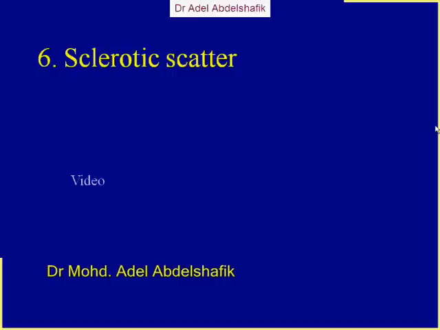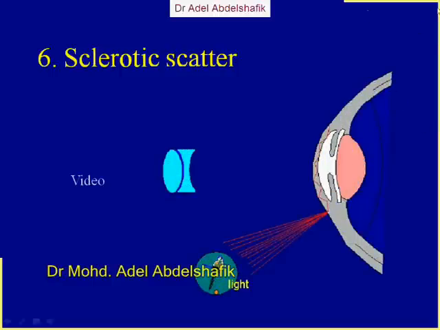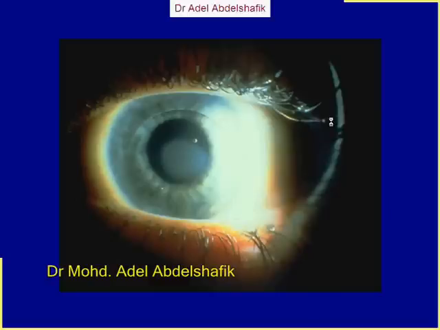So this is the last method to examine the anterior part of the eye. We call it sclerotic scatter. We unlock the knob that keeps the microscope and light coaxial. We put light on the limbus. The light will go total internal reflection between the anterior and posterior surface of the cornea to illuminate the limbus on the opposite side. If there is edema in this tissue, or some deposits, then we will see this edema or these deposits better.